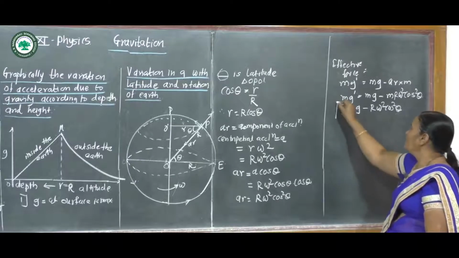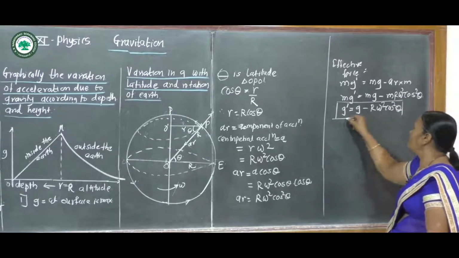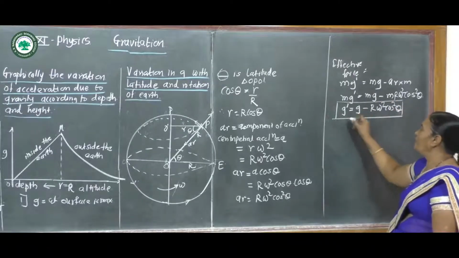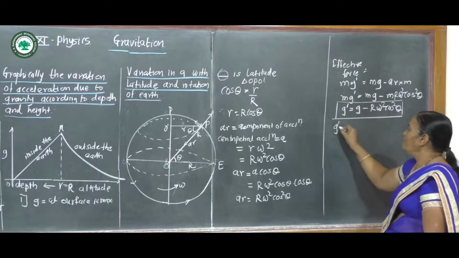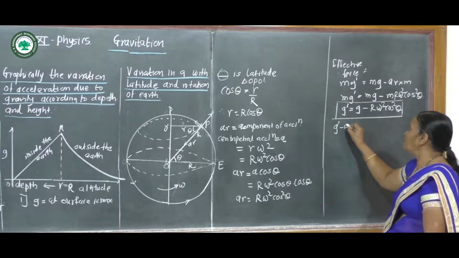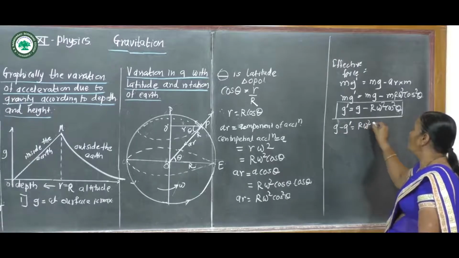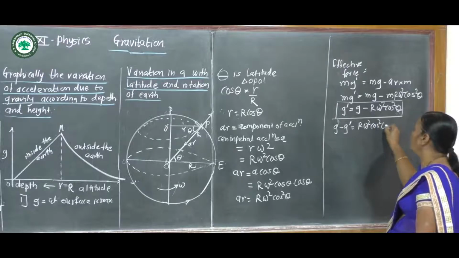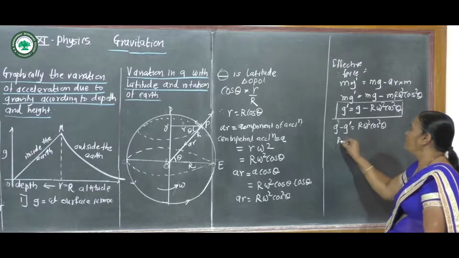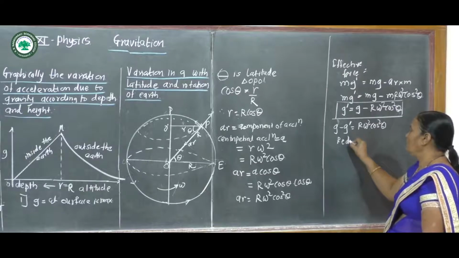This is called the effective acceleration due to gravity. Now we can write g minus g dash is equal to R omega square cos square theta, and it is called the reduction factor.